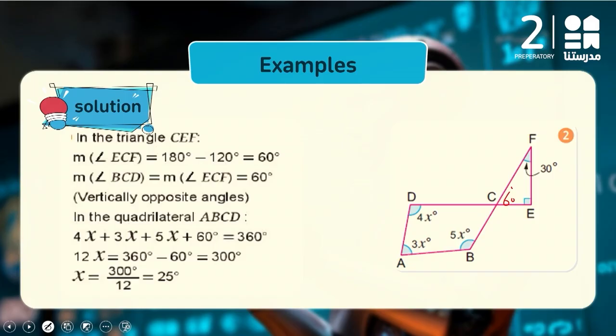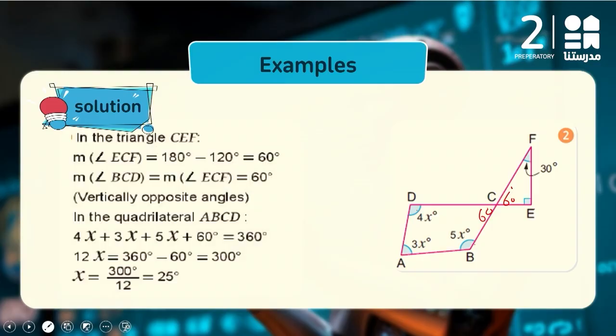And we have this angle DCB equals the measure of angle ECF. Why? Because it's a vertically opposite angle. So the measure of this angle equals 60 degrees.